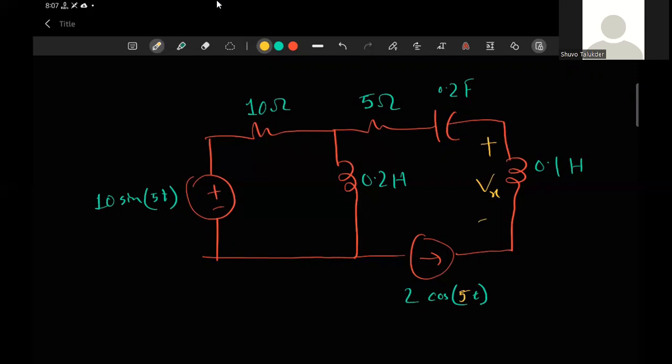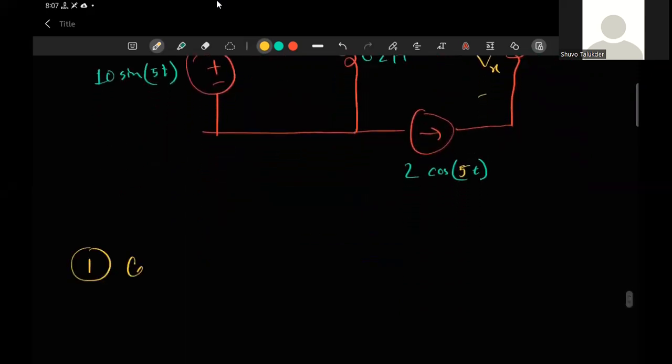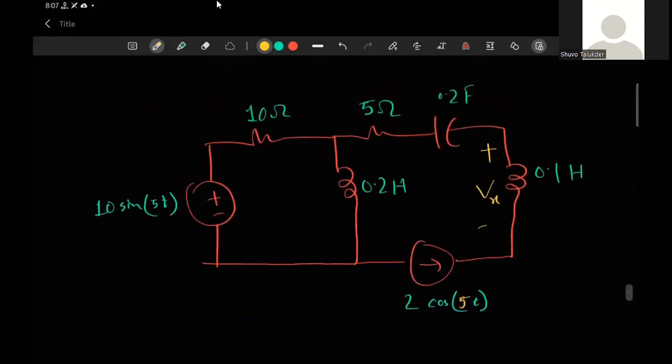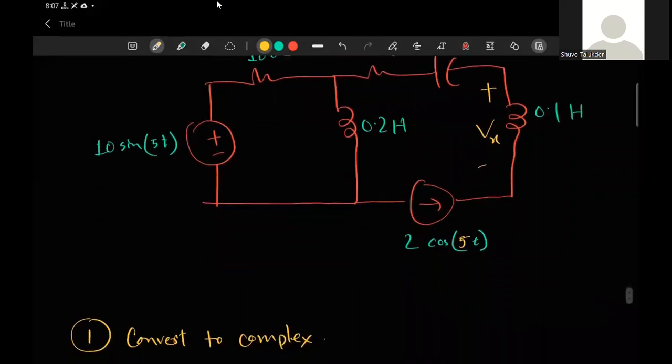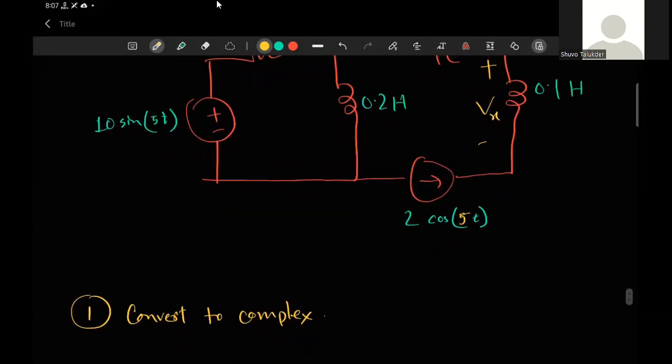In order to do that, step one would be to convert to complex. So what you have to do is convert the whole thing into complex numbers, right? How can we do that? Well, there's only one thing. We only care about the amplitude. So for the voltage and currents, we only care about the amplitude, and if there is a theta with it.